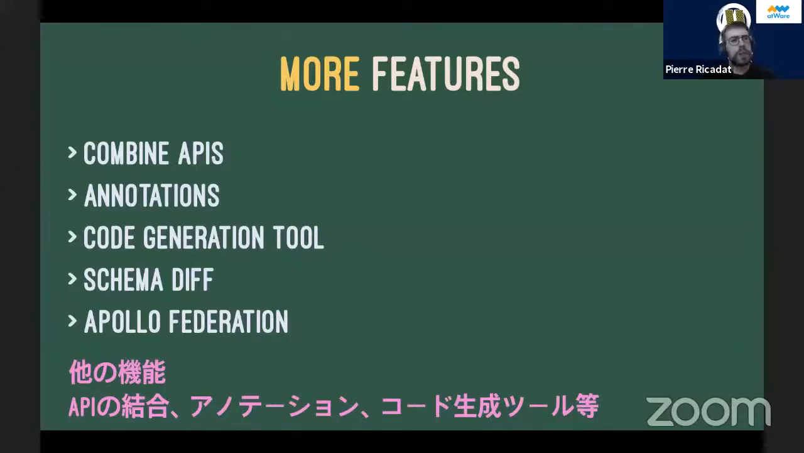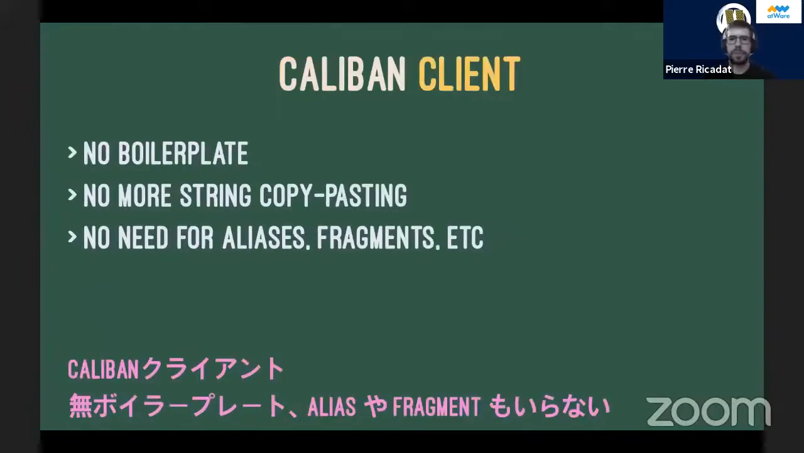There is a code generation tool and an SBT plugin to automatically generate case classes from a GraphQL schema. So if you already have a GraphQL schema, you can bootstrap your Caliban project pretty quickly. And there are some extra features like schema diff, support for Apollo federation, and so on. Okay.